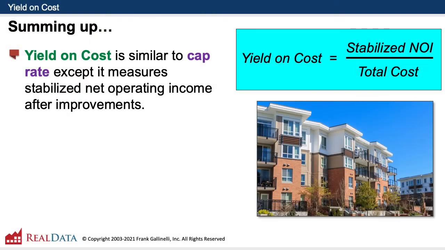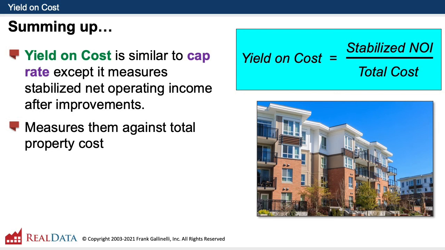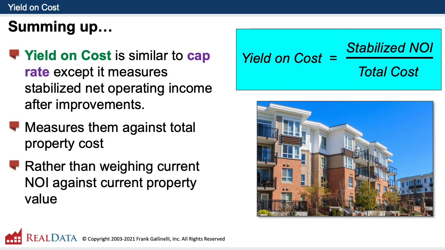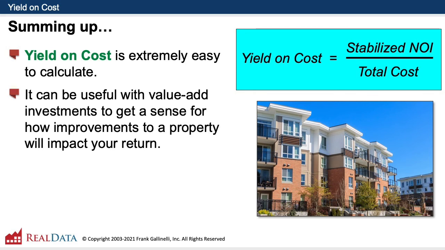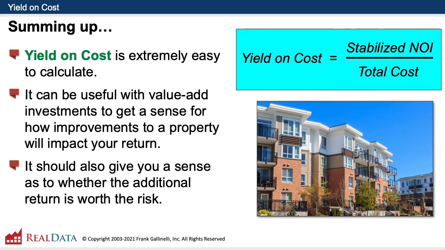So, to wrap things up, yield on cost is similar to cap rate, except it measures stabilized net operating income after improvements, and measures them against total property cost. It does that rather than weighing the current NOI against current property value, which is what you're doing with regular cap rate. Yield on cost is extremely easy to calculate, and it can be useful with value-add investments to get a sense for how improvements to a property will impact your return. And it should also give you a sense as to whether the additional return is worth the risk.